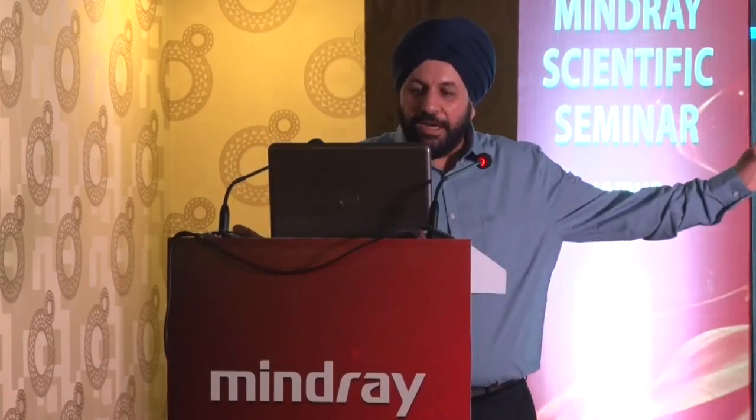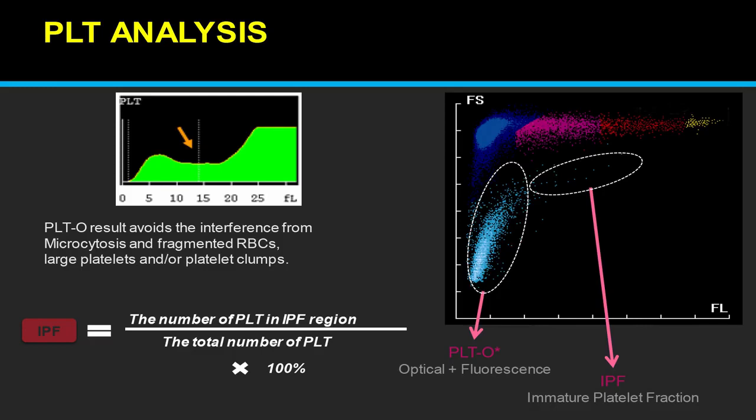This is how the platelet histogram and scatter plot look. This blue area here is the area of the optical platelet, and to the right and slightly tilted is the area of the immature platelet fraction. If you look carefully, immature platelet fraction has not only higher fluorescence but also higher size. So immature platelet fraction is not only measuring reticulated platelets but also giant platelets. It's actually a combination of both, so it may not always be a direct instrumentation to measure only reticulated platelets. This is the area of the optical platelet.